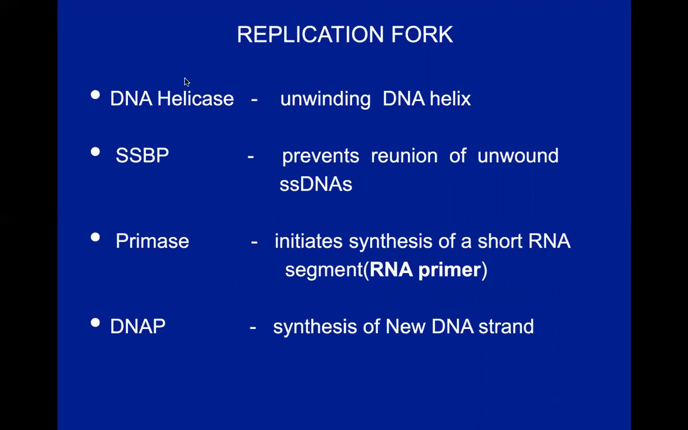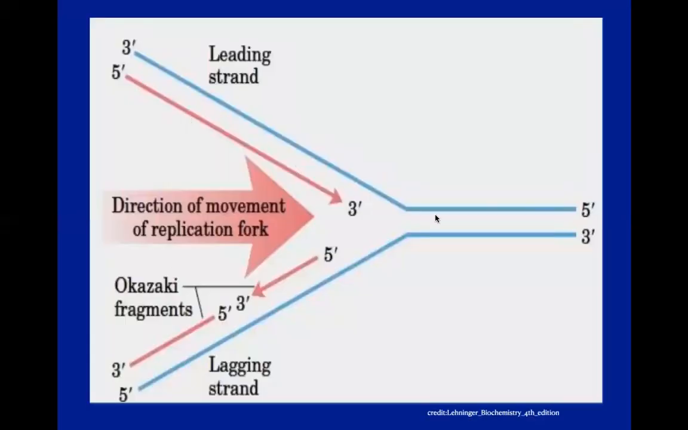Now replication fork, what is replication fork? So replication fork consists of all these 4 components. That is unwinding enzyme, DNA helicase, then single strand binding proteins for preventing the re-annealing of the single-stranded DNAs, primase enzyme which helps in primer synthesis, and DNA polymerase which helps in elongation of the DNA strand. So these are the 4 components present in the replication fork. This is the replication fork.